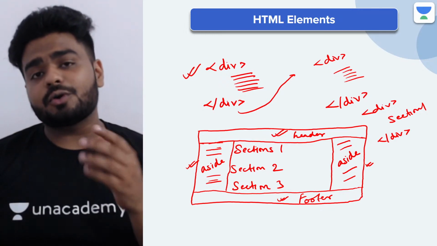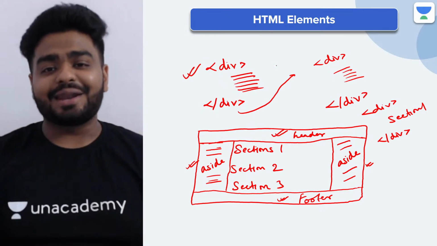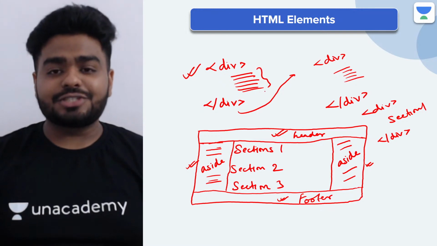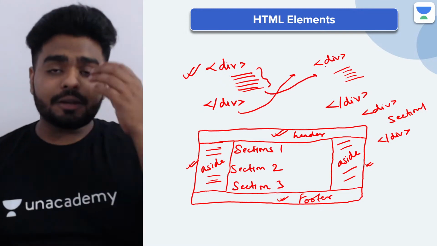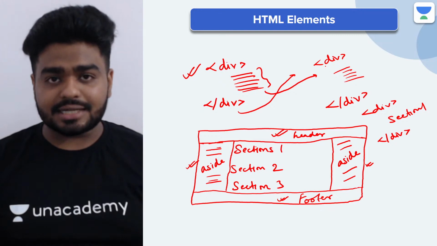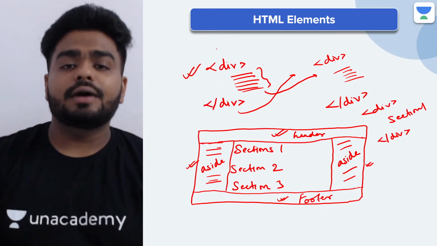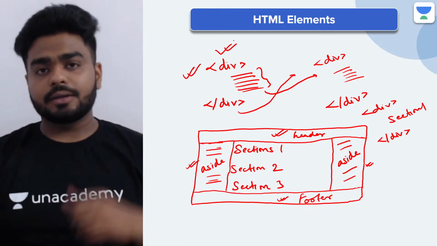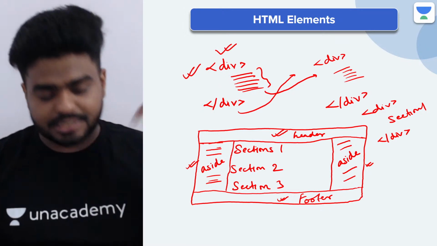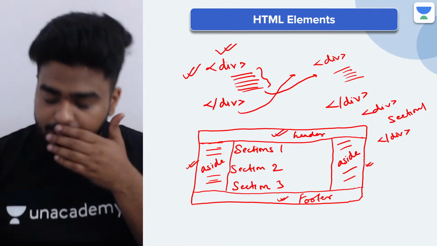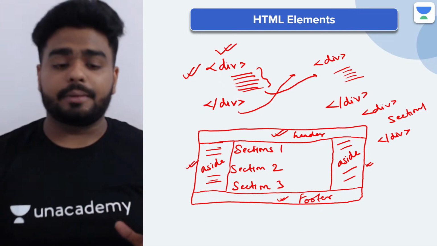Imagine that you have not used div. Header is in one part, and just after that you have aside. You will not be able to understand where my aside is starting, where my section is starting, right? This is the role of div. Cool? Any doubts, please ask right away. I'm going to be silent for 1 minute.